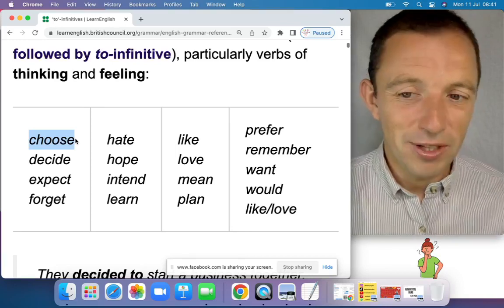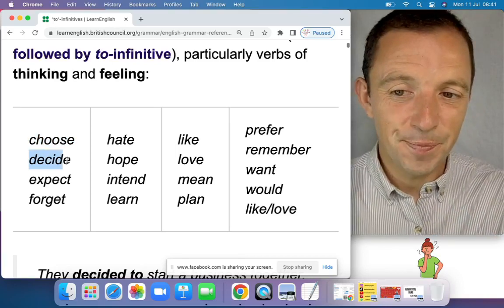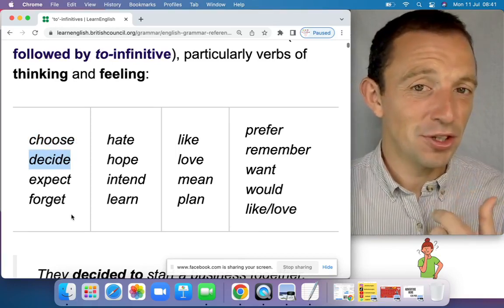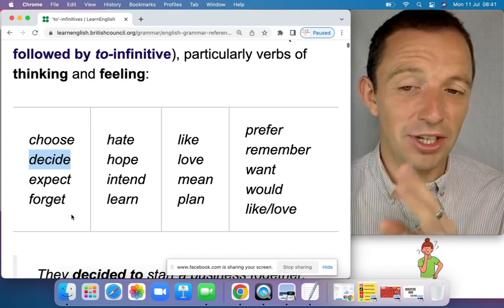Okay, and that's important. The next verb is to decide. Doesn't matter the subject. I decide, you decide, she decides.